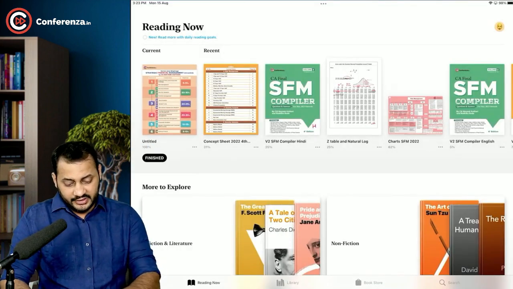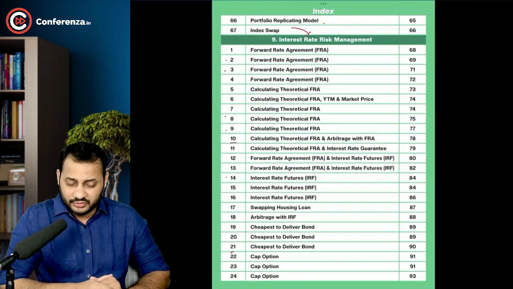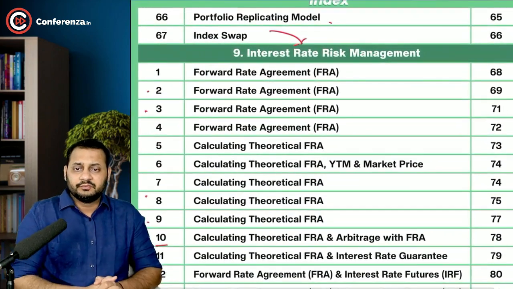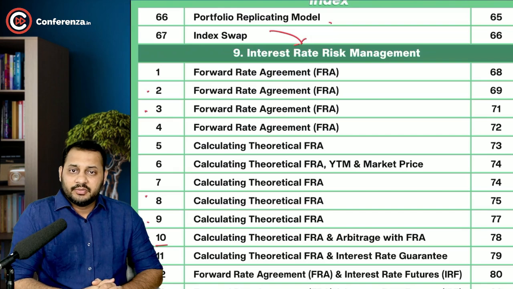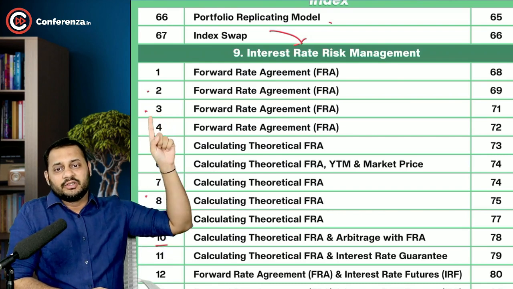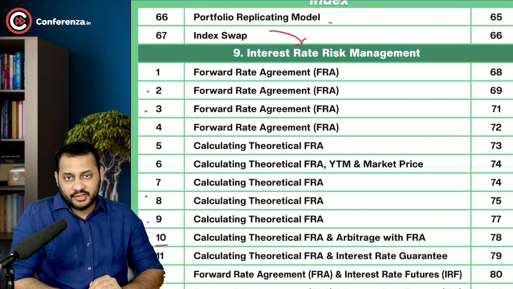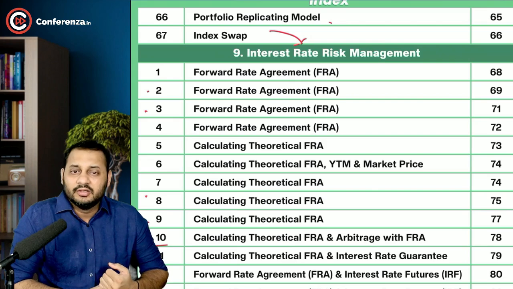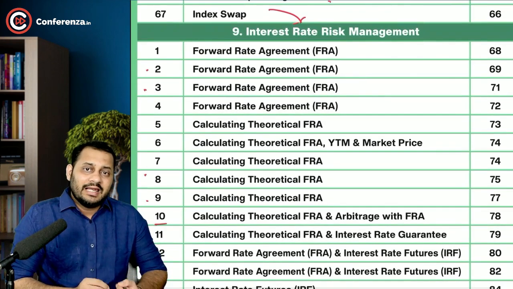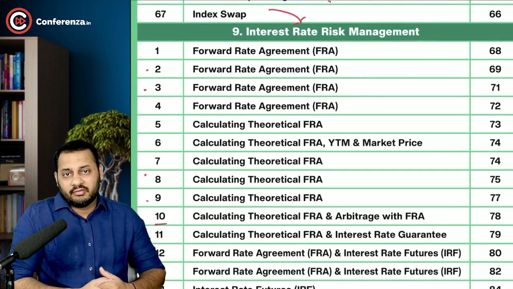Moving over to the index sheet, have a look at what type of questions we are going to solve. The first 4 questions are based on the forward rate agreement. Out of that, 2 questions will be taken by us, and I think questions number 2 and 3 will be given by me as homework because of their similar nature. Then we are going to start calculating the forward rate agreement, FRA.